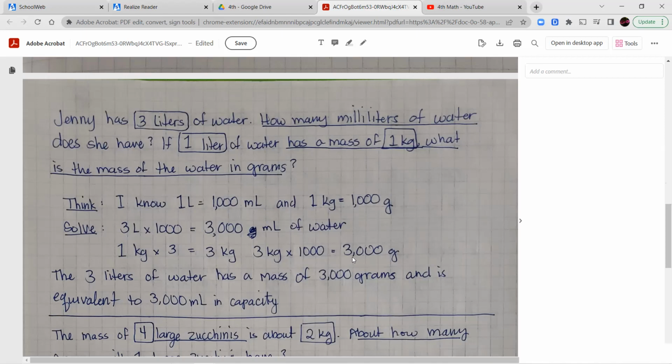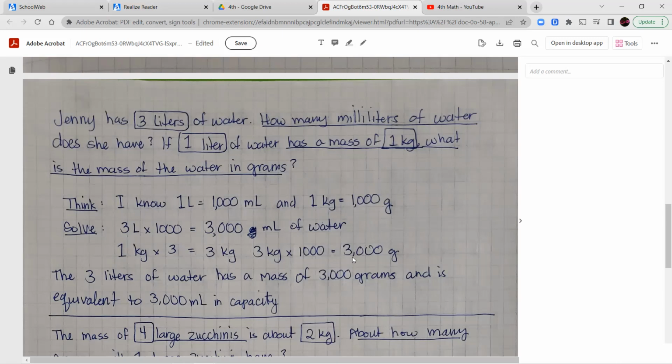Now the capacity here, we know that 1 liter is equal to 1,000 milliliters, and 1 kilogram is equal to 1,000 grams. So that's going to be the basis for our solving. Now, if she has 3 liters and I want to find out what that is in milliliters, I need to do the 3 times 1,000. And that tells me that she has 3,000 milliliters of water.